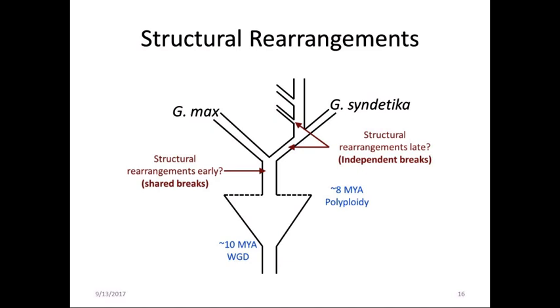So we estimate that the whole genome duplication happened about 10 million years ago, and then about 8 million years ago, polyploidy. These are all estimates, there are debates, but let's just go with it for today. But then when did these structural rearrangements occur? Did they occur early, when there would be shared breaks within both genomes, or did they occur late, after Glycine max and Glycine syndetika speciated out?